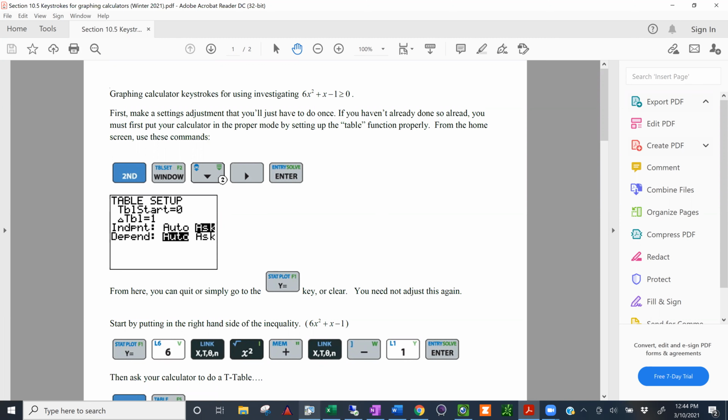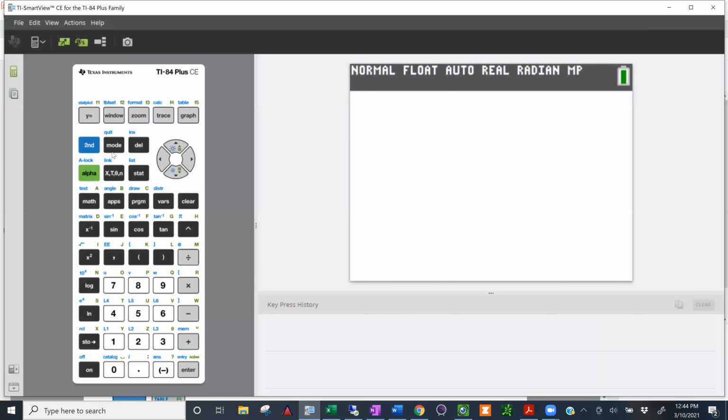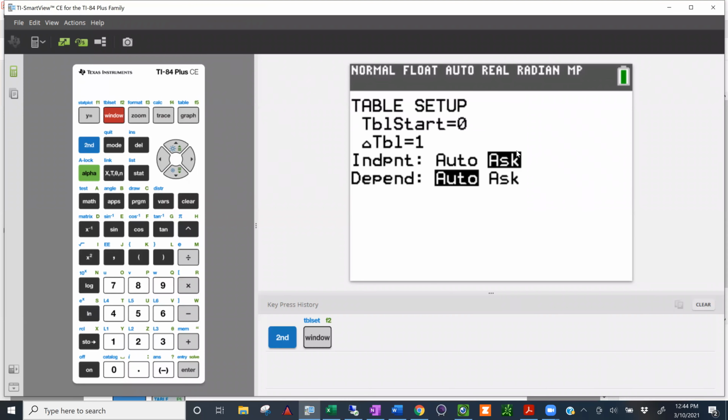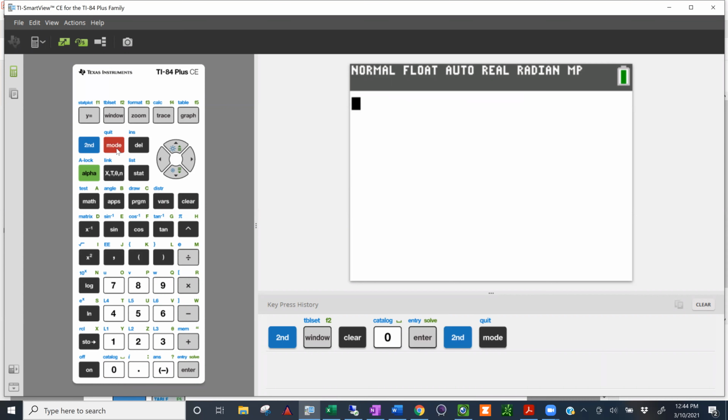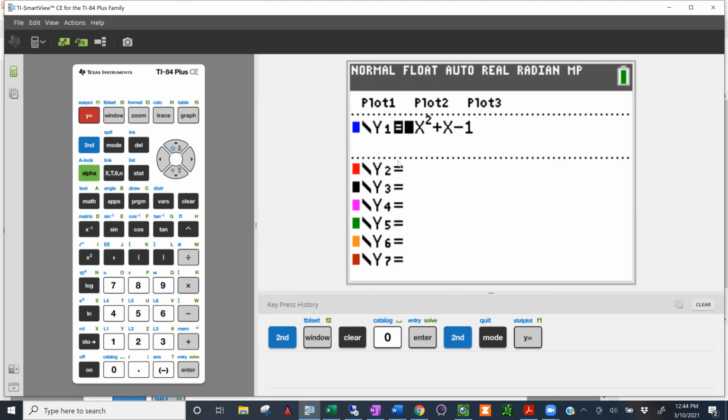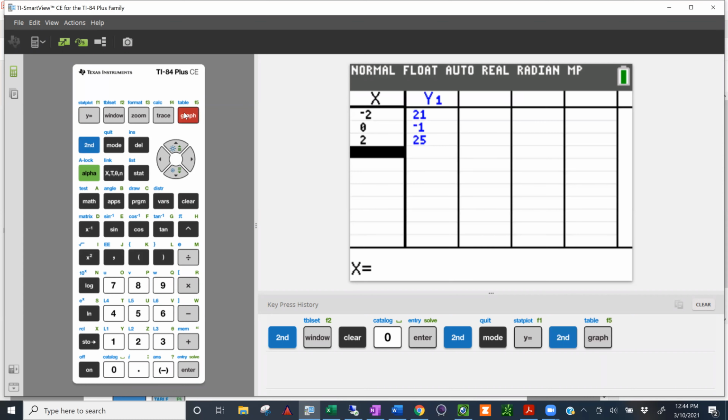Now let's take a look at what this would look like on the graphing calculator. So, second, table set. My table's already set up here, so I can clear. Let's see, I guess I can't clear that. I can do second quit to get out of this. I've already got the function entered, 6x squared plus x minus 1. To get my table, once I have this set up, you hit the second key, then the graph key.